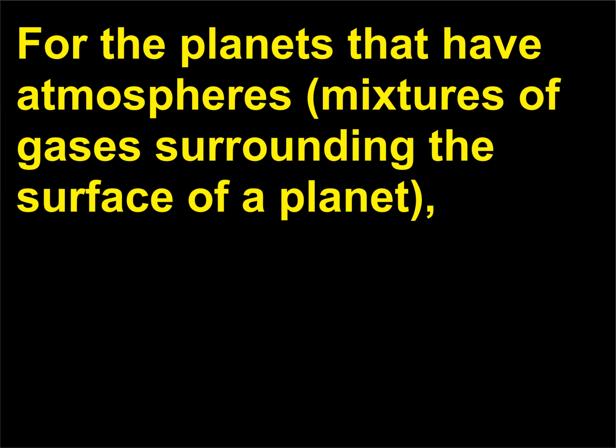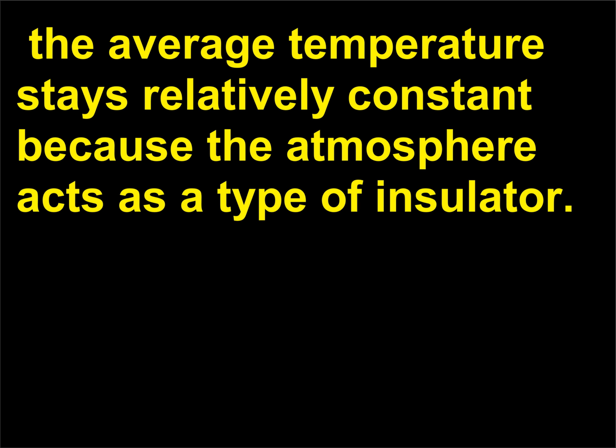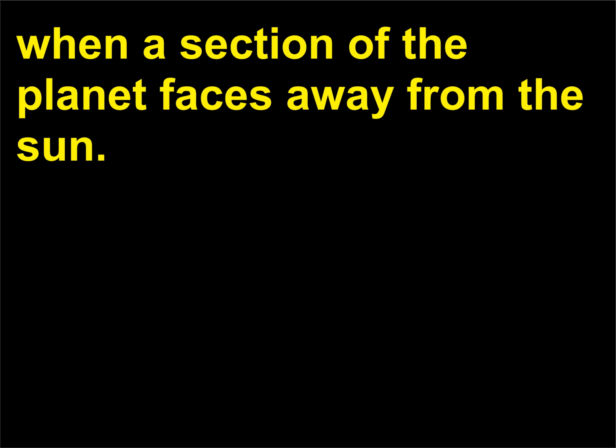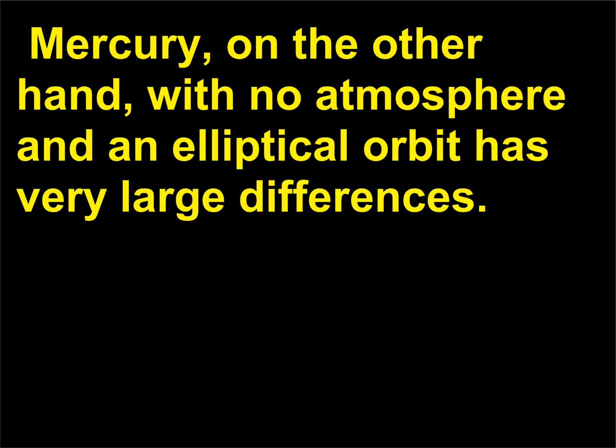For the planets that have atmospheres, mixtures of gases surrounding the surface of a planet, the average temperature stays relatively constant because the atmosphere acts as a type of insulator. These planets have only small variations in the temperature when a section of the planet faces away from the Sun. Mercury, on the other hand, with no atmosphere and an elliptical orbit, has very large differences.